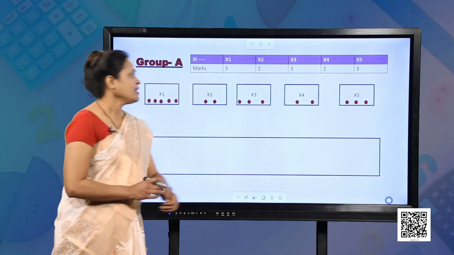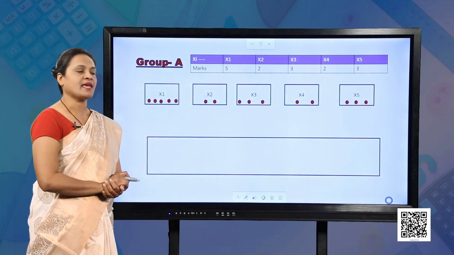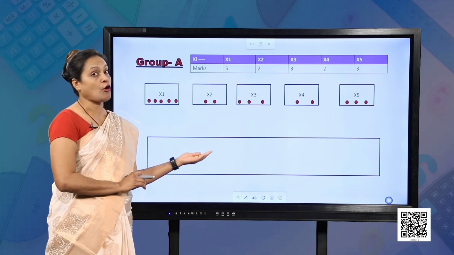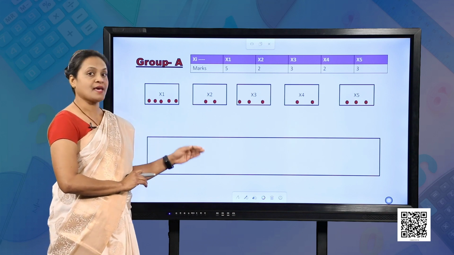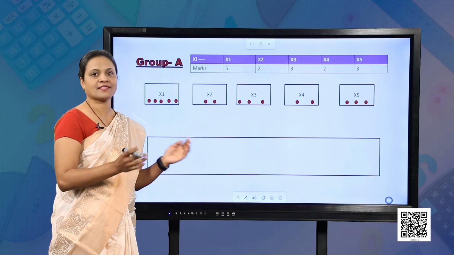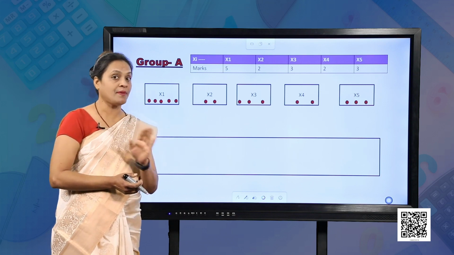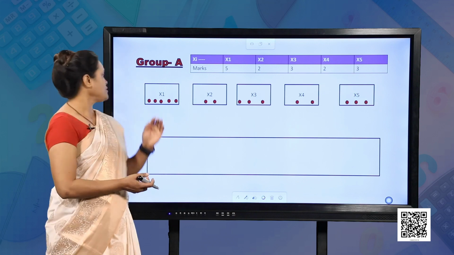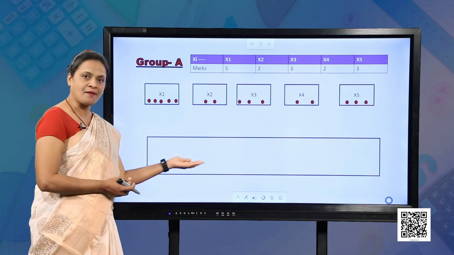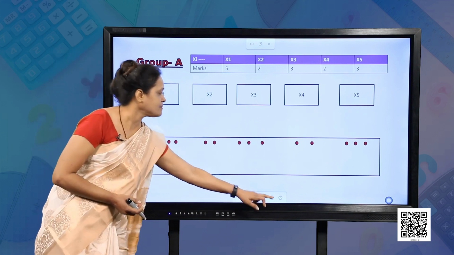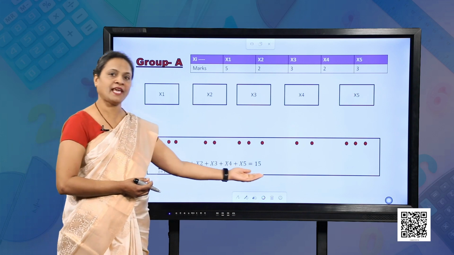To explain to the students the meaning of mean, she put a box in front of group A and asked all the students to collect their marks in the box. As marks cannot be collected, she gave all the students a number of marbles equal to their marks. So, all the students collected their marbles in this box. The total number of marbles turned out to be 15.